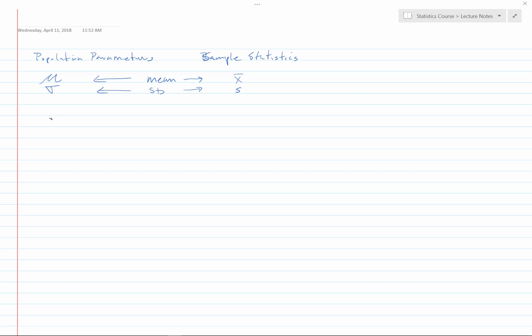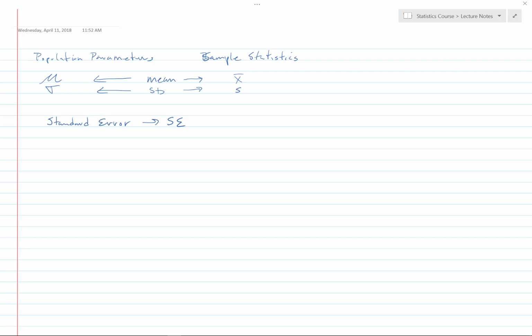Technically speaking, we use a standard error, or SE, to stand for the standard deviation of a sample distribution. And remember, a sample distribution is just exactly that. It is a distribution of multiple samples from a population.